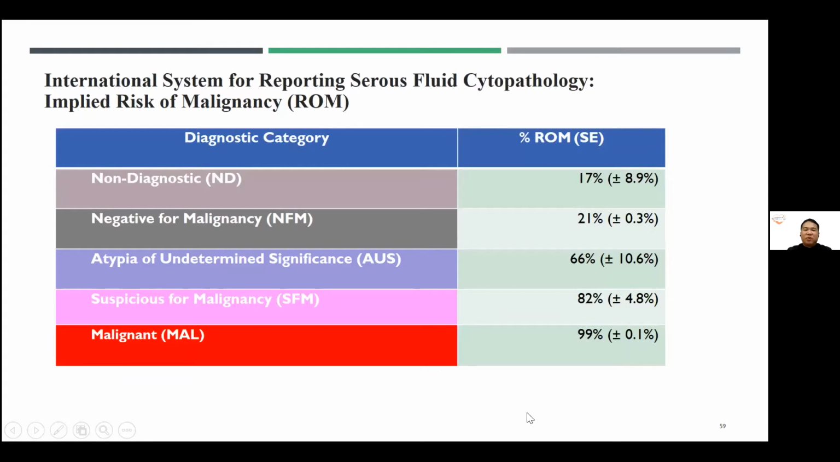And generally, in this reporting system, the risk of malignancy is proposed as: non-diagnostic 17%, negative for malignancy 20%, AUS 60%, suspicious 80%, and malignant 19%. This is the statistical number for the risk of malignancy. So you can see that even in non-diagnostic and negative for malignancy, we still get a pretty high proportion of malignant cases. So we need to take adequacy very strictly. You cannot easily say this is an adequate sample and just report negative for malignancy, because you may miss some false negative samples.